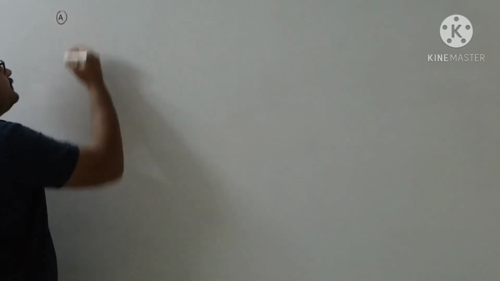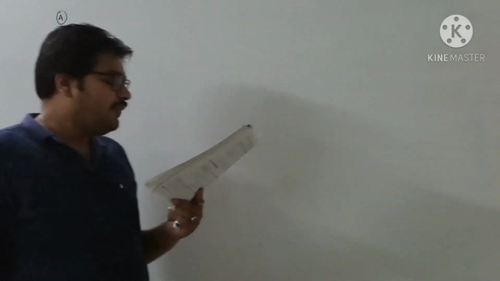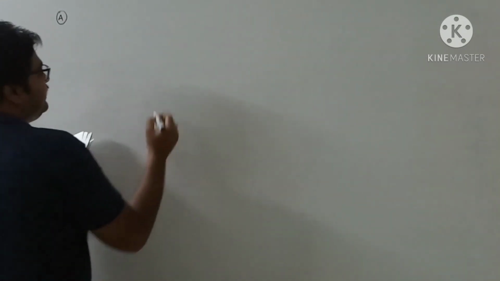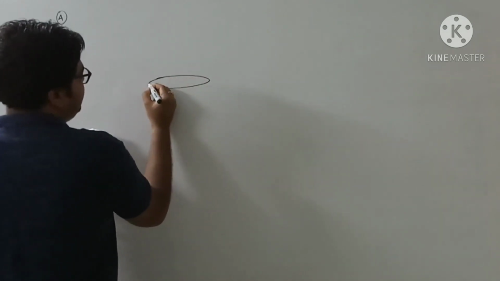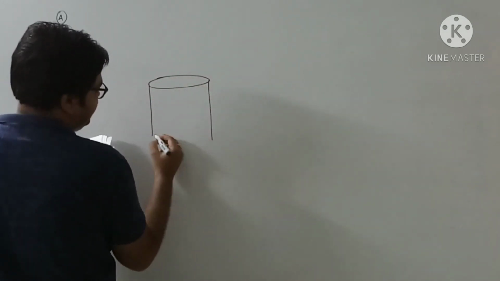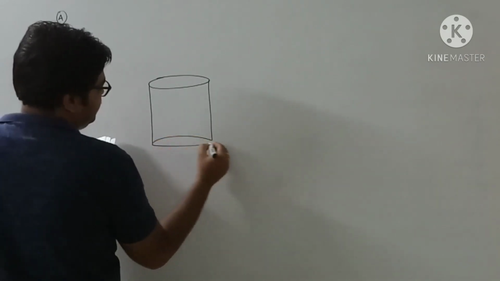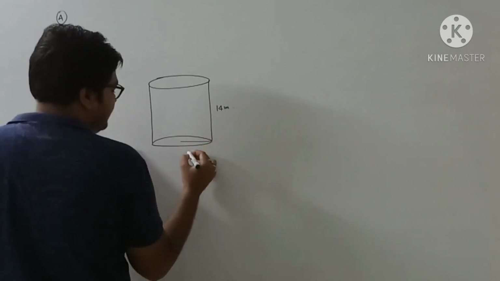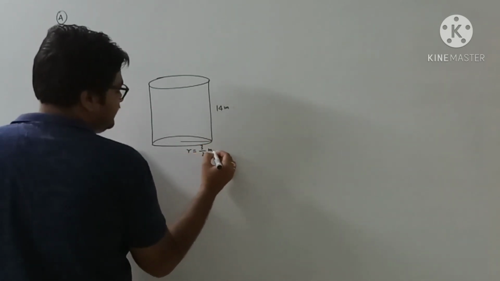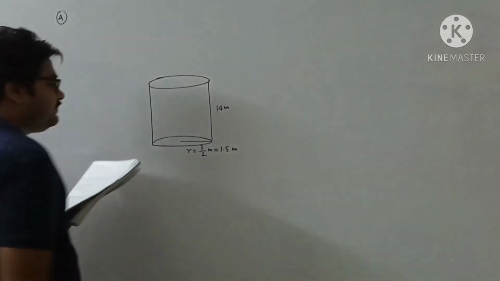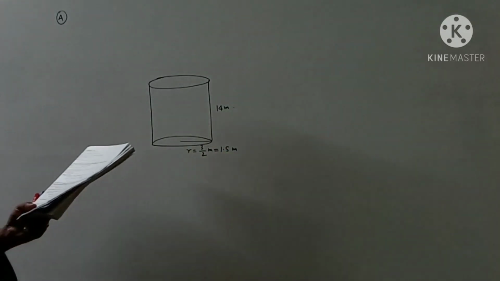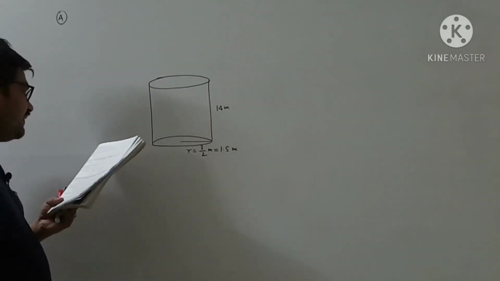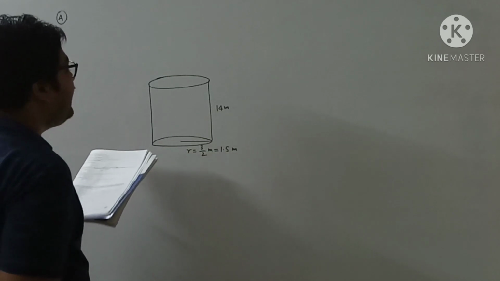Question number 4. A well of diameter 3 meter is dug 40 meter deep. This is 40 meter, diameter 3 meter. So radius will be how much? 3 by 2 meter. That will be 1.5 meter. The earth taken out of it has been spread evenly all around it in the shape of a circular ring of width 4 meter to form an embankment.